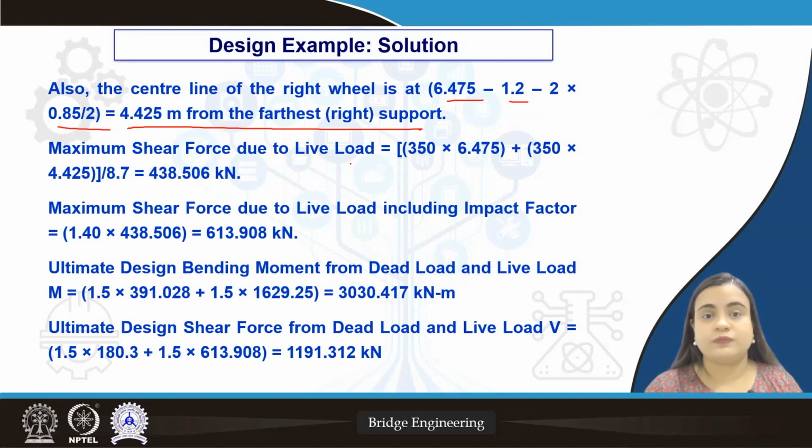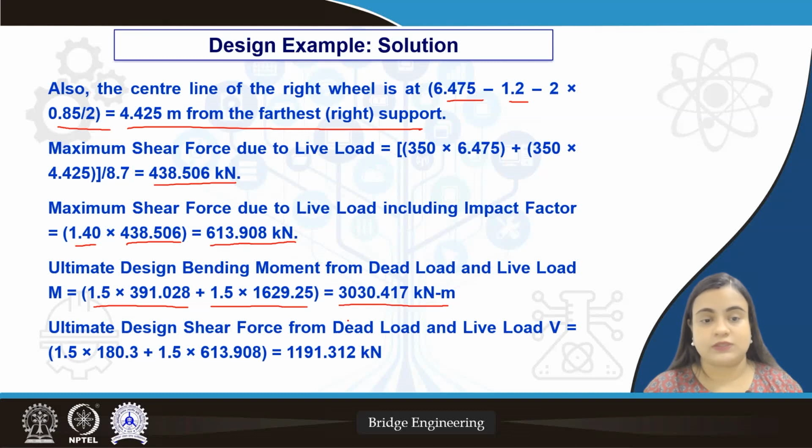So the maximum shear force due to live load turns out to be 438.506 kilonewton. By applying impact factor of 1.4, the maximum shear force upgrades to 1.4 times 438.506, that is equal to 613.908 kilonewton. The ultimate design bending moment from dead load and live load can be obtained as 1.5 times dead load bending moment plus 1.5 times live load bending moment, that is equal to 3030.417 kilonewton meter.